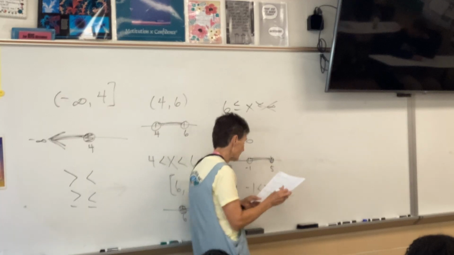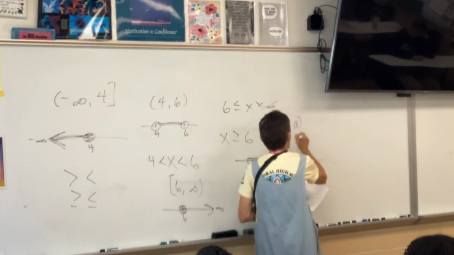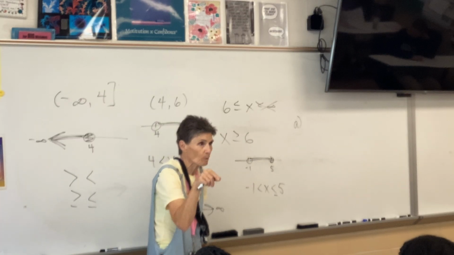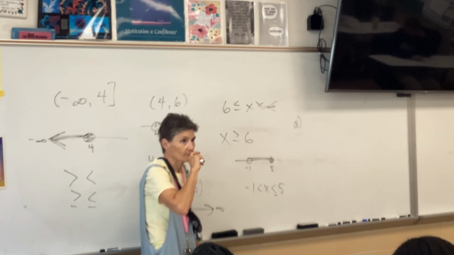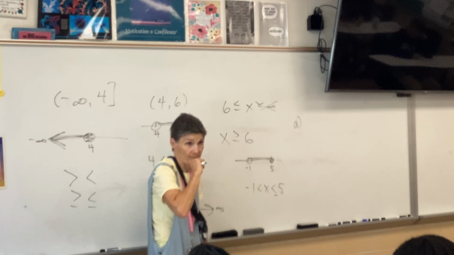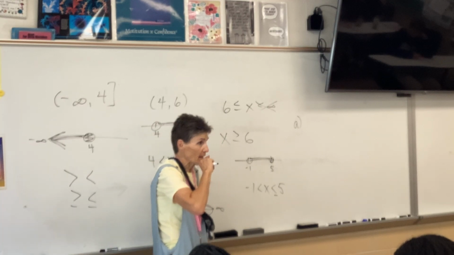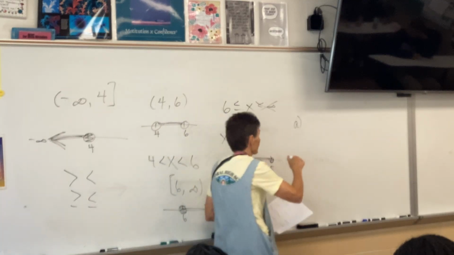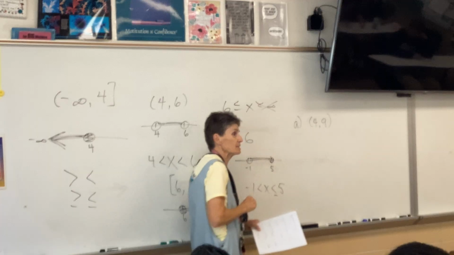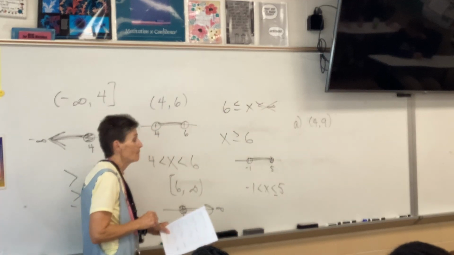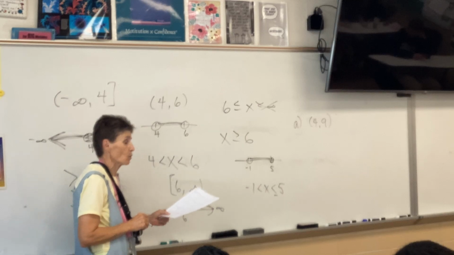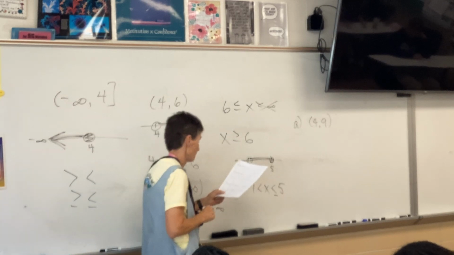All right, now I need an interval for problem A. In other words, I need parentheses and/or brackets for problem A. X is between 4 and 9. What's that going to look like? It would just be 4, 9. That's exactly right. Why are those parentheses? Because there's no or equal to. So 4 and 9.